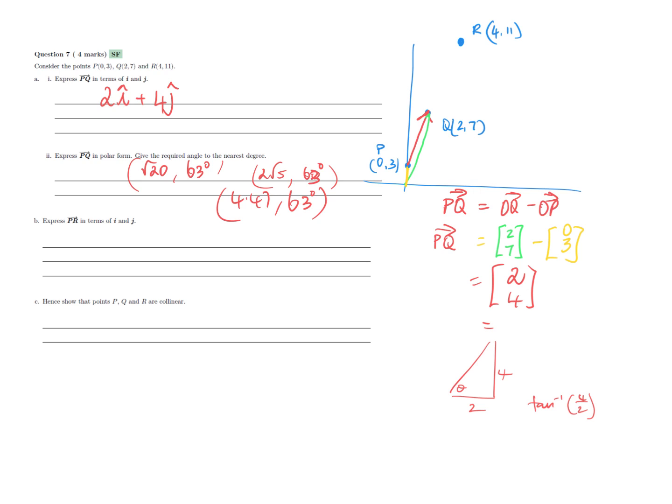Express P to R in terms of i and j. P to R, it's going to be this one here. P to R is OR minus OP. R minus P, 4 minus 0, 11 minus 3.